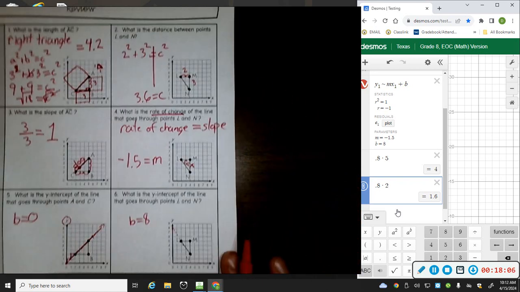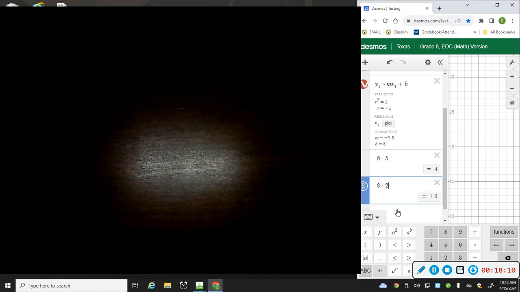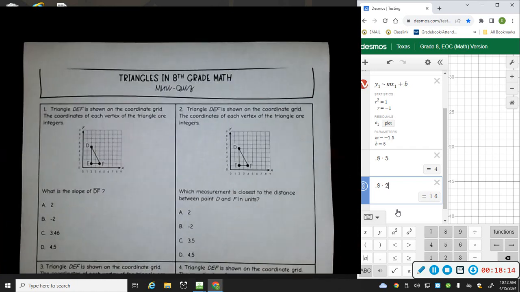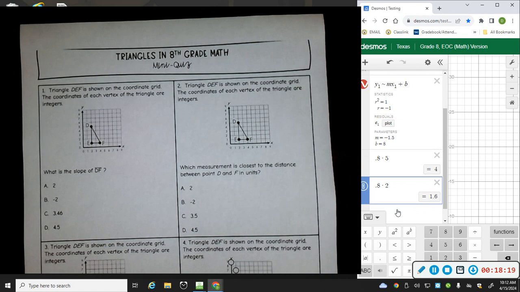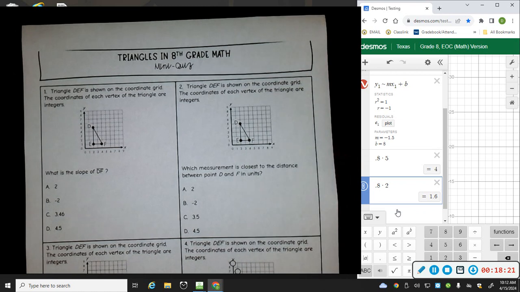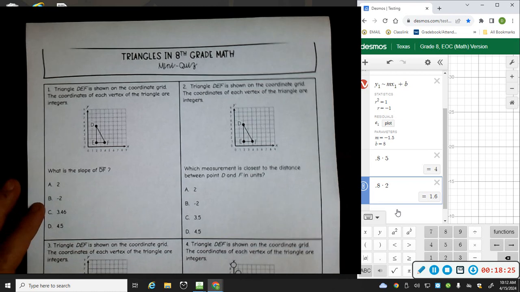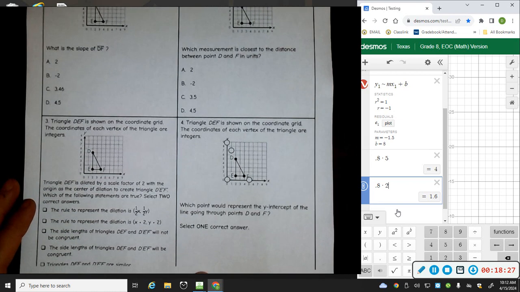So that will do it for the notes. Your assignment, Triangles in 8th grade math mini quiz, has some very similar questions to what we just went over. There's not that many of them, so this shouldn't be a problem for you to knock out real quick. I will have the live stream open if you do have questions.